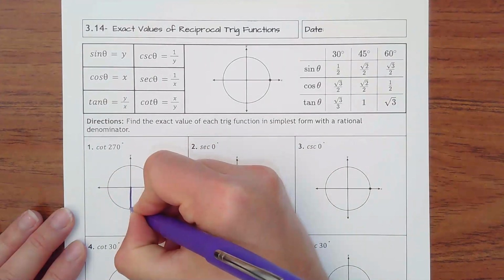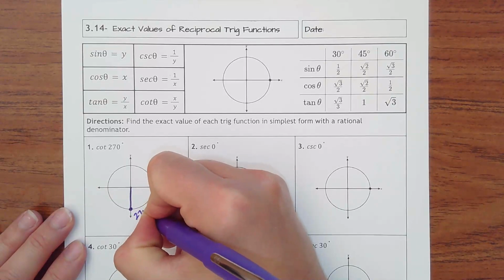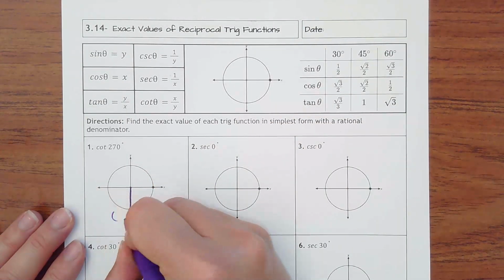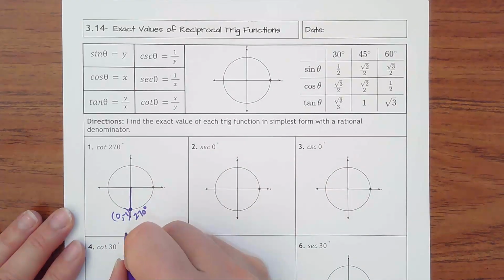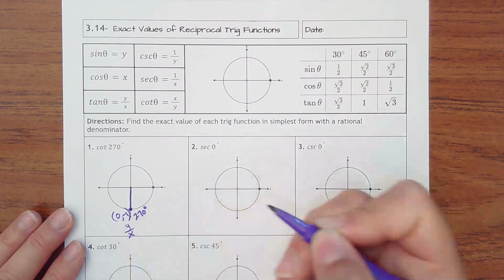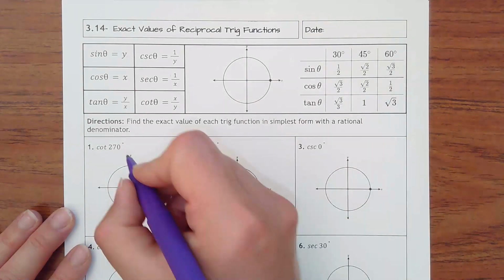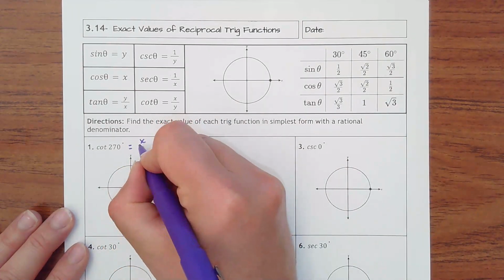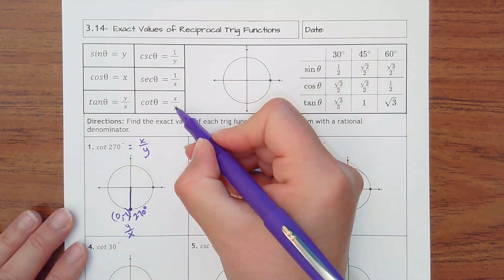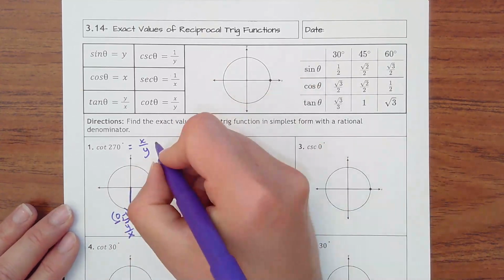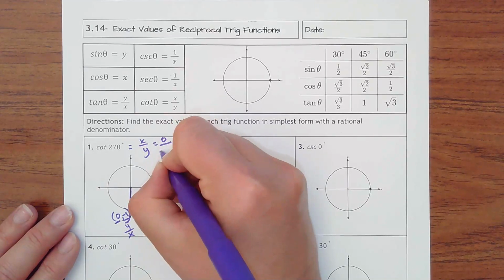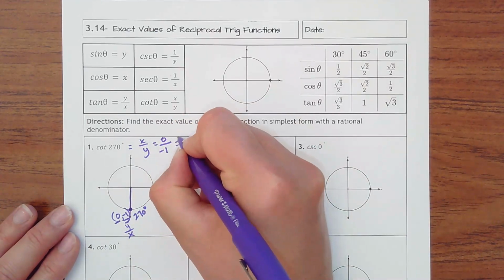270 would be right here. And so if I think about the ordered pair here, that's 0, -1. And remember that tangent is y over x. So cotangent is going to be x over y. I've got it right here in the table. So my x value is 0 and my y is 1. And so that divides to make 0.